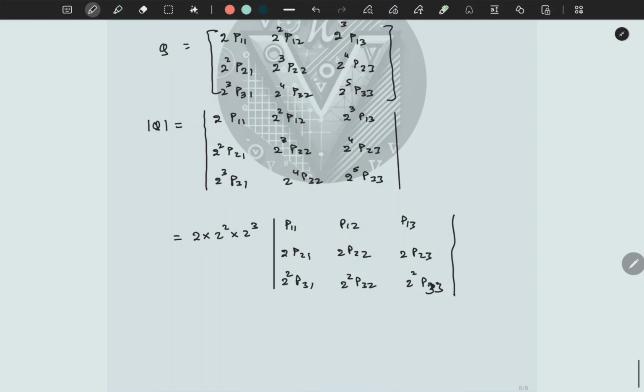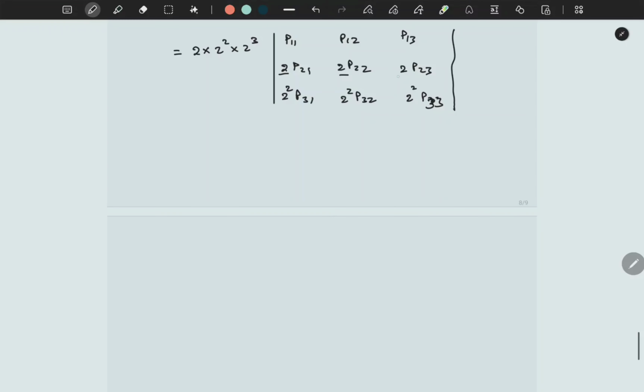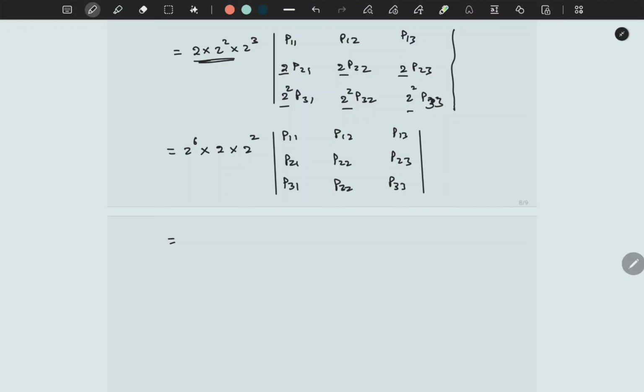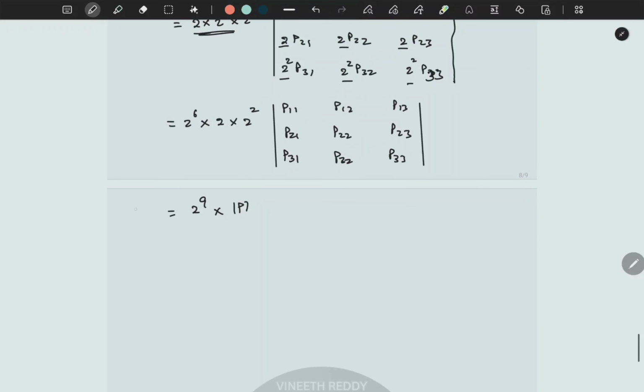Now again, dear students, from the second row we can take 2 common, and from the third row we can take 2 square common, right? So outside what remains is 2 to the power 6. From the second row we have taken 2 common, and from the third row we are taking 2 square common. So what remains is P11, P12, P13, P21, P22, P23, P31, P32, P33. So ultimately we are left with 2 raised to the power 9. I think this is nothing but determinant of P, right? So this is determinant of Q.